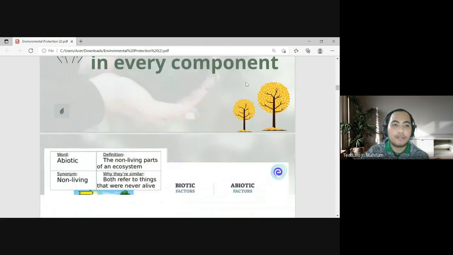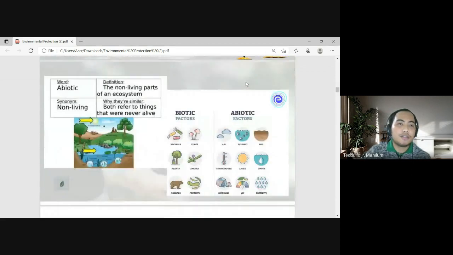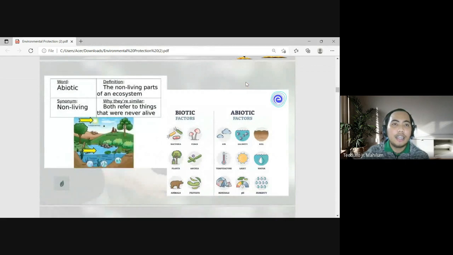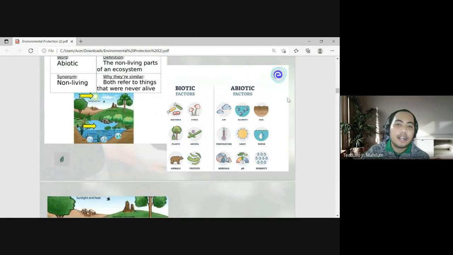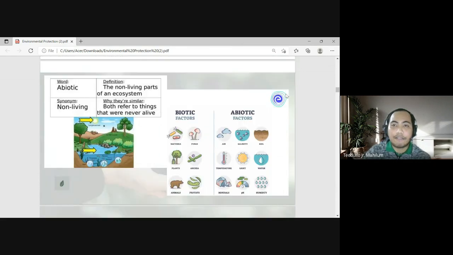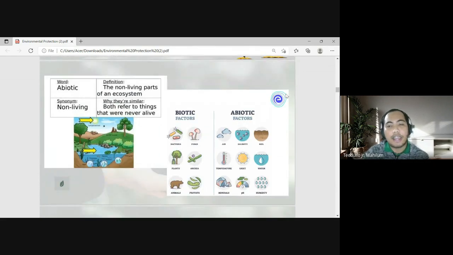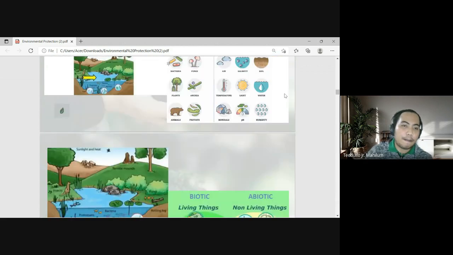What are these components that we're talking about? The ecosystem is composed of biotic and abiotic components. Biotic factors are the living things, while abiotic are the non-living things. The biotic components are the bacteria, fungi, plants, archaea, animals, protists, or anything that has life. While the abiotic factors are air, soil, light, water, and so on.